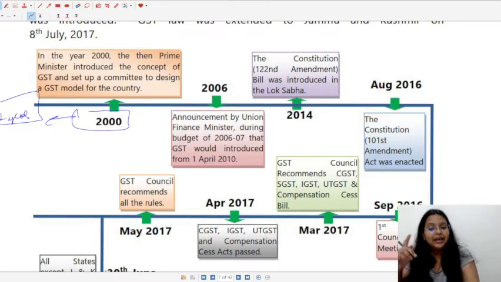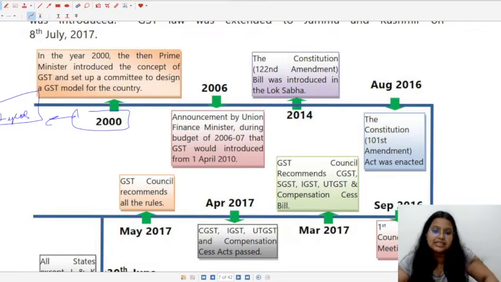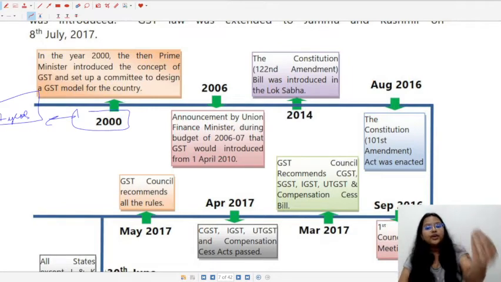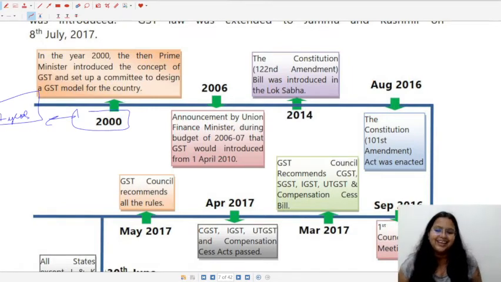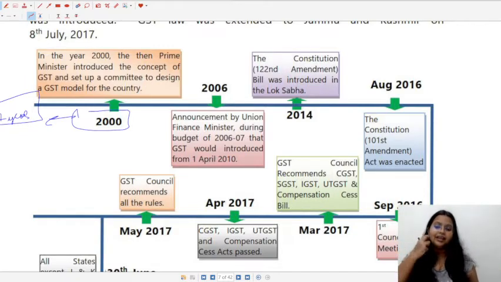Actually what happened is that in the year 2000, the Prime Minister introduced the concept of GST, and they said that we are going to set up a committee which will oversee all the functions of the GST about its implementation. Then in the 2006 budget, when the budget of the year 2006-2007 was introduced, they said that we are going to implement GST from the year 2010. But in 2010, nothing was done about the GST because many deadlines were missed due to many reasons.